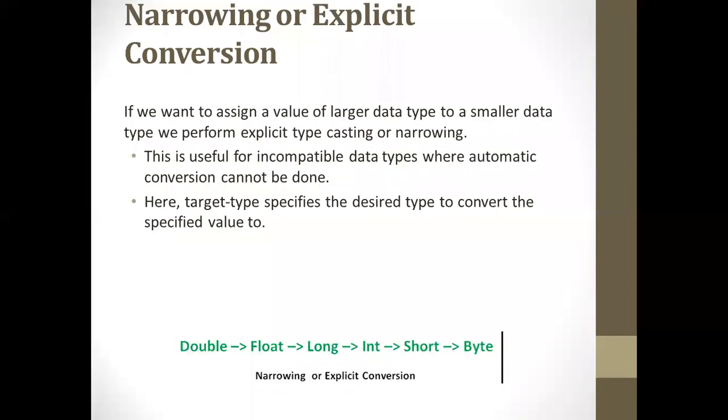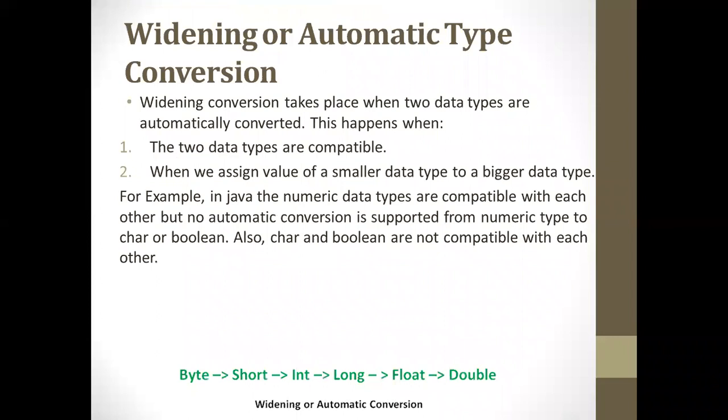So widening is, when we go for such a conversion, where the two data types are compatible and we are assigning a smaller value to the bigger data type. There is a rule for widening. Widening means automatic type conversion. So when will automatic type conversion occur? It occurs when two data types are compatible with each other, and we are assigning a smaller data type value to the bigger data type.